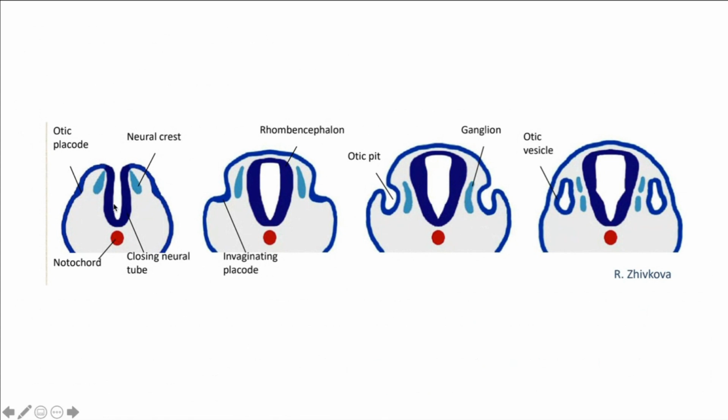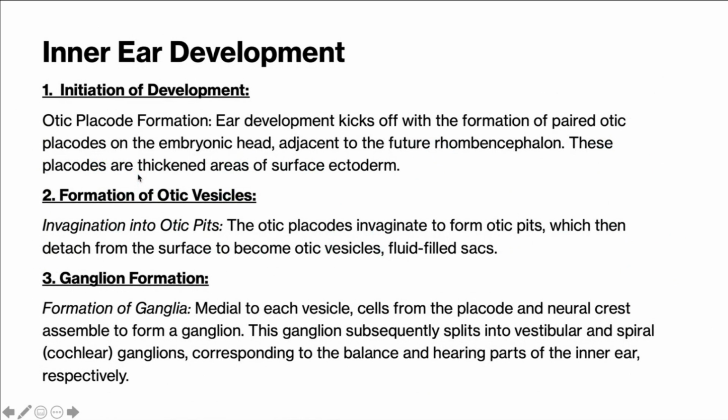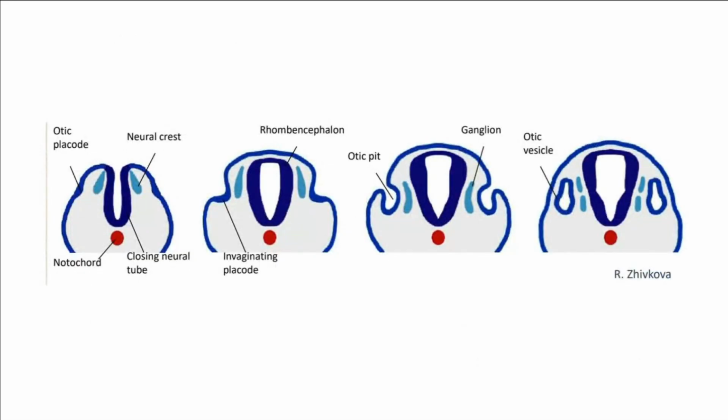So here we have the otic placodes that we're talking about, basically on either side. These are the otic placodes. Okay. Now they're going to form the otic vesicles. The otic placodes are going to invaginate to form the otic pits, which then are going to detach from the surface to become the otic vesicles, which are fluid-filled sacs.